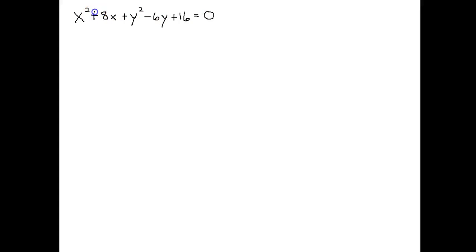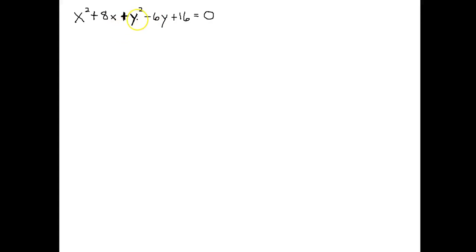Well, for one, there's both an x squared and a y squared in this problem: x squared plus 8x, y squared minus 6y. For another, there's a plus in front of y squared. That's key. You could have a minus, but then it's not a circle. It's another conic section. So that plus sign, and there are ones in front of x squared and y squared. All of those things lead me to realize it's a circle. But I want it in the center radius form.